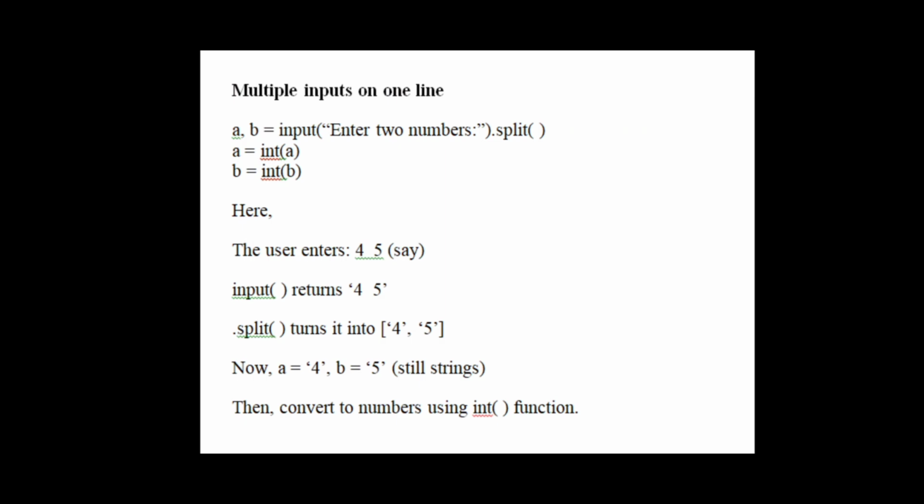Dot split turns it into '4' under single quote, comma '5' under single quote, that is string type. So now A is equal to '4', that is string type. B is equal to '5', that is also string type. Then after this, A is equal to int A, convert string type to integer type. B is equal to int B, convert string type to integer type.